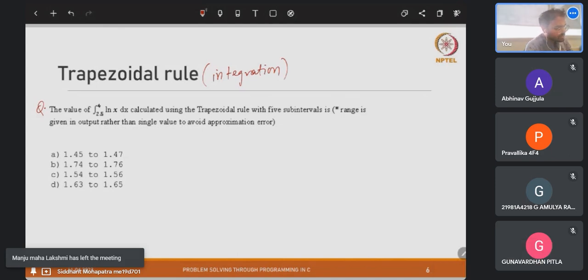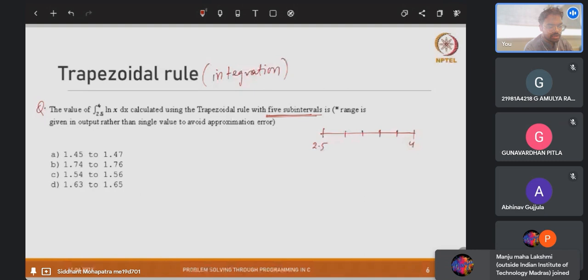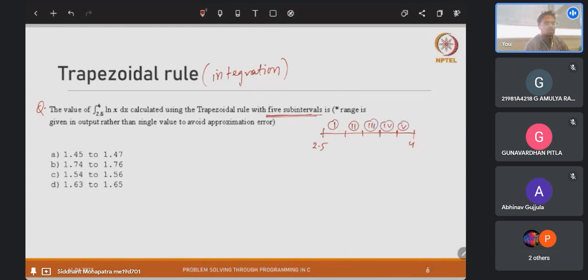Okay, this is again integration, and we have been asked to do it in 5 subintervals. That means we need to divide this 2.5 and 4 into 5 different parts. So we have, this is 2.5 and this is 4. We need to divide it into 5 different sections, so with 5 subintervals, right? So 1, 2, 3, 4. We need 4 points in between this, so that we have a total of 5 intervals. So first interval, second interval, third, fourth, fifth. So we need to take 5 different intervals.